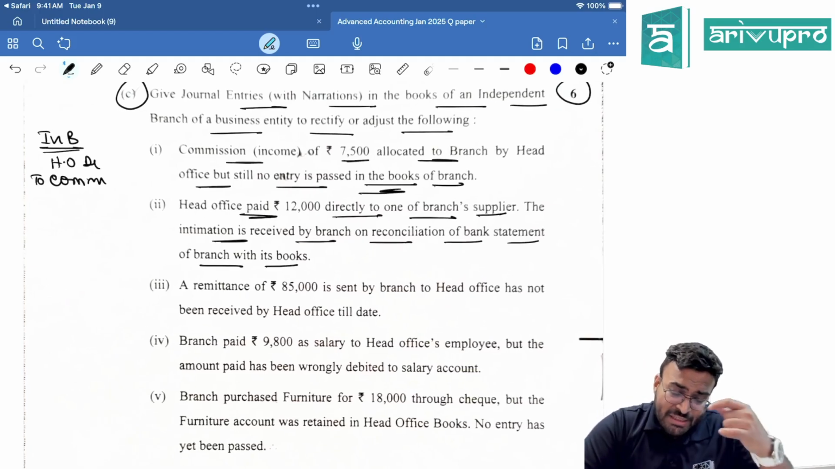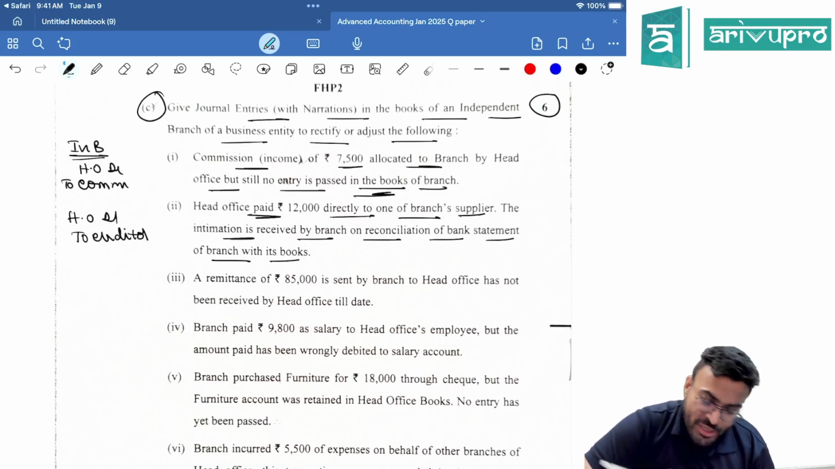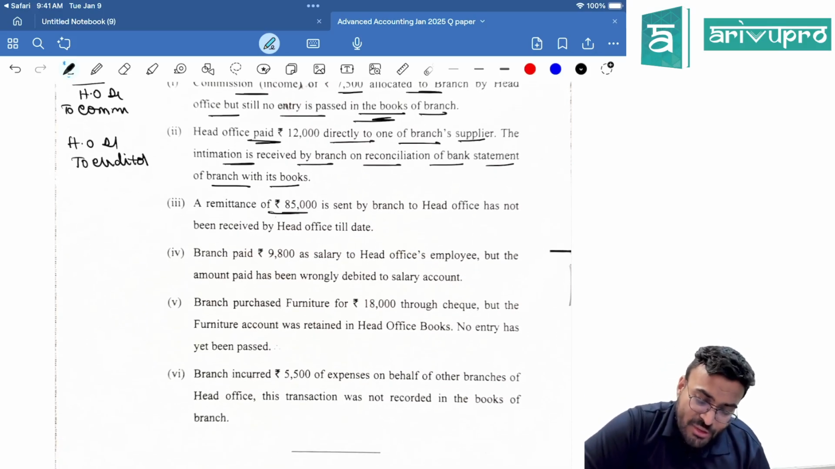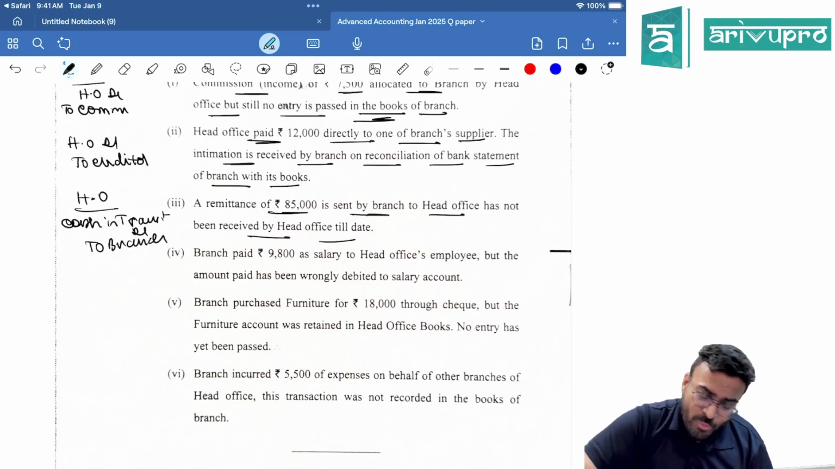Okay. Directly they have paid the branch supplier. So what has to be done? To creditor has to happen because the supplier is gone. Who has paid? Head office. So head office account has to be debited. A remittance of 85,000 is sent by branch to head office, but has not been received by the head office. So in head office books, what will head office do? They will write cash in transit. Cash in transit debited to branch account.